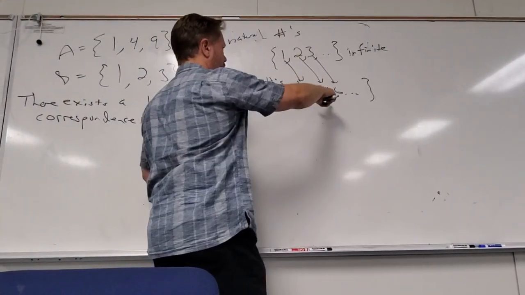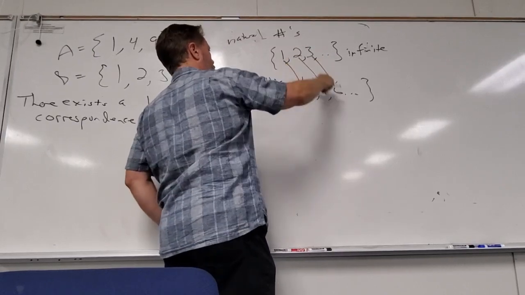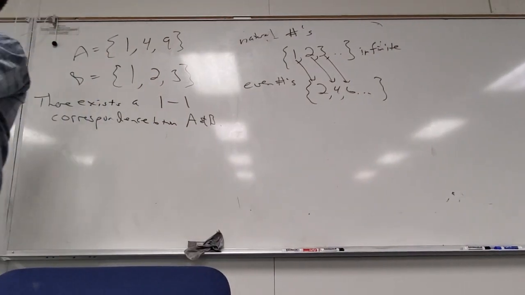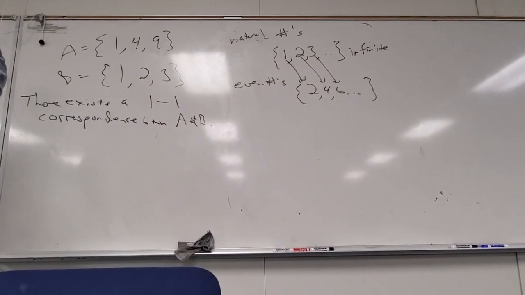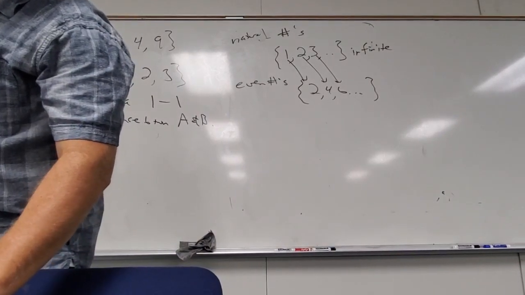So this is what you call countably infinite. They're both infinite sets, but they're actually equivalent to each other, because you can build a correspondence, right? Okay, maybe. Okay.